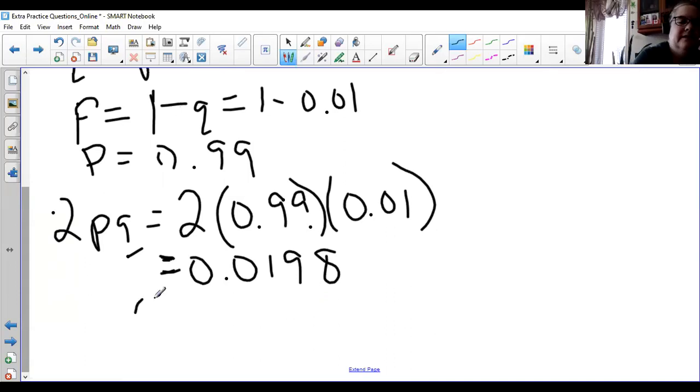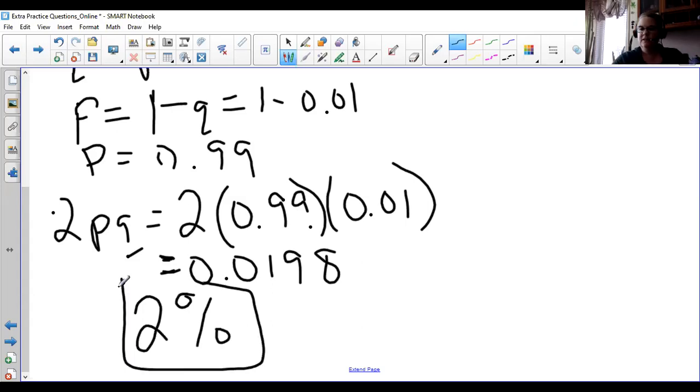Perfect. So this tells me in this situation with this population, 2% of the individuals would be heterozygous or carriers of the PKU trait. All right, any questions about this?